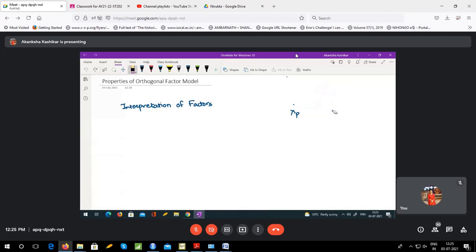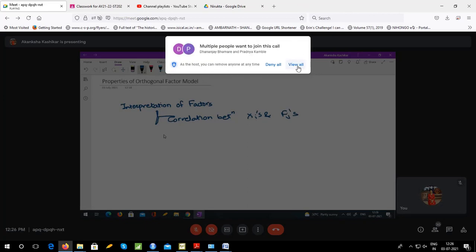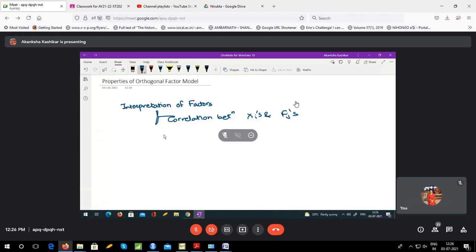So we need to see what is the relationship between each x and each f, so that we can give better meaning and better interpretation to the factors. So I want to compute the correlation between xi's and fj's. That is my objective here. So how do I do that?